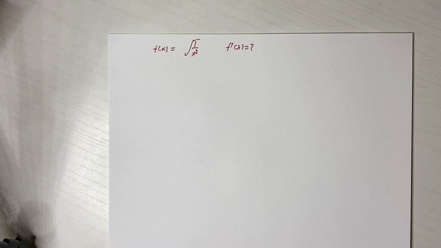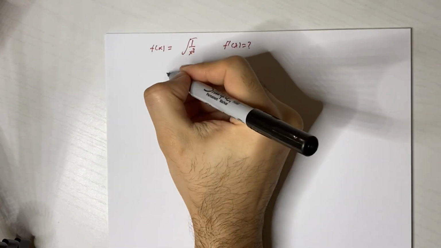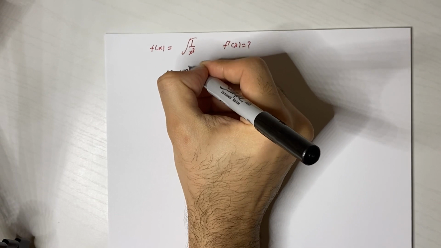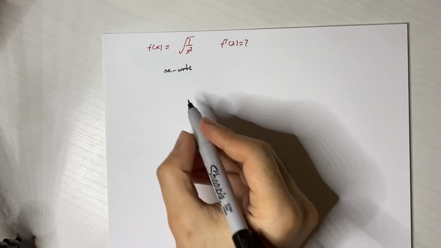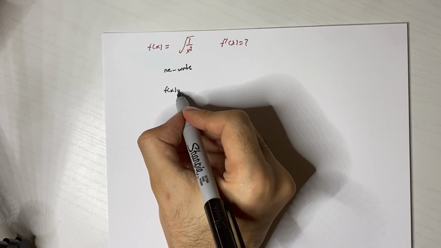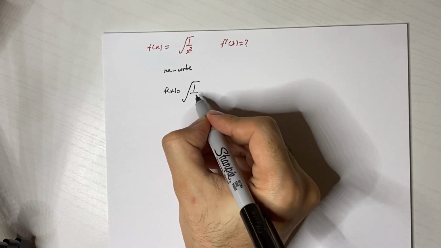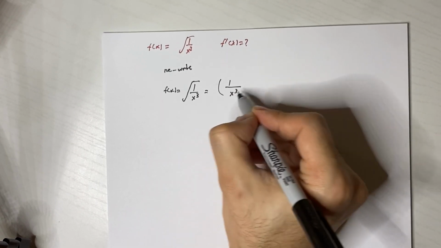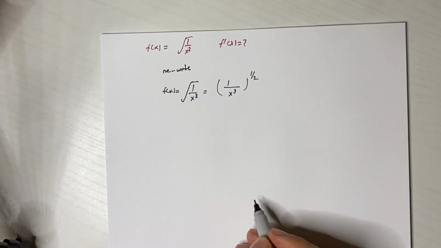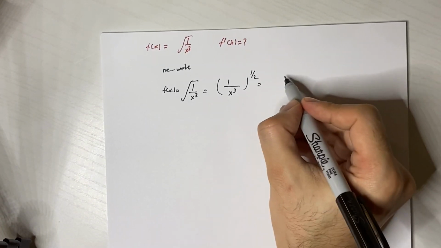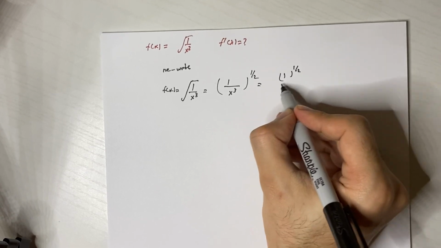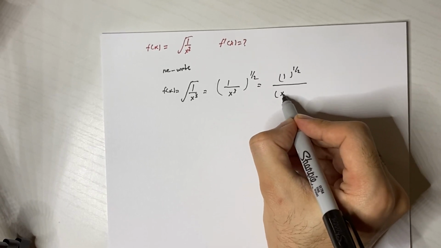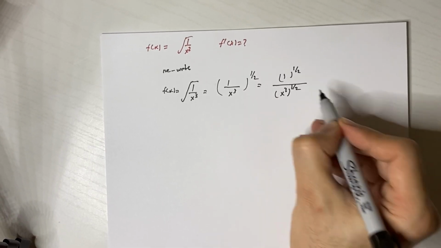So here we are given a function, the square root of 1 over x squared, not x squared, x to the third, and we want to find its derivative. What we can do is rewrite this function so that we can use the power rule. Square root can be written as a power of one half, so we have the half at the top and the half at the bottom.